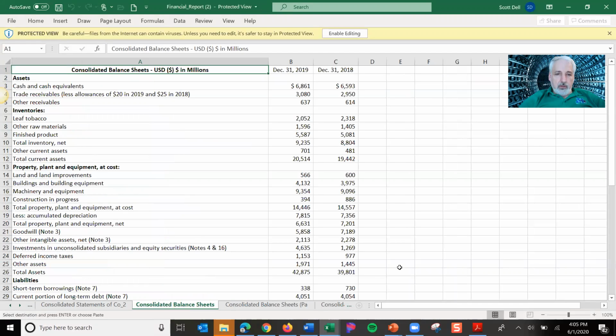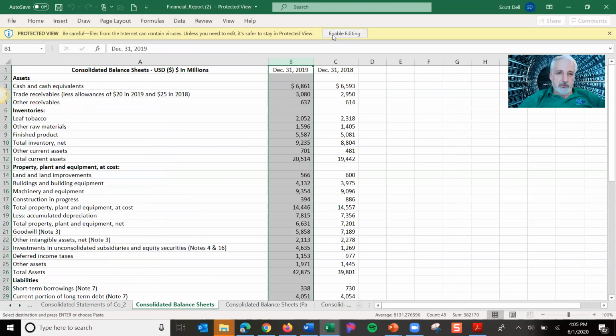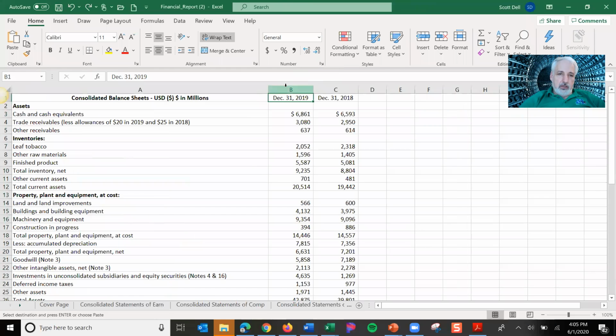There we go. So I'm looking at the balance sheet, and I'm saying, okay, I'm going to insert a column here. So, enable editing first, sorry about that. So enable editing. It's going to now let me edit the spreadsheet. I'm going to insert a column.